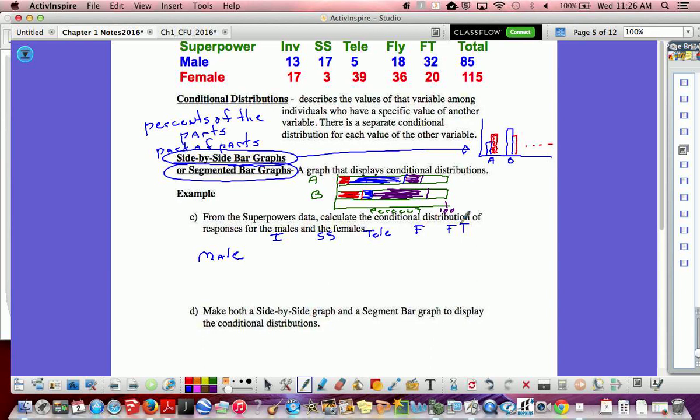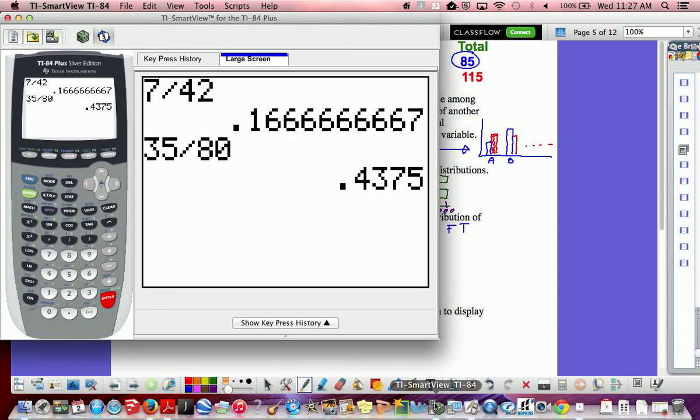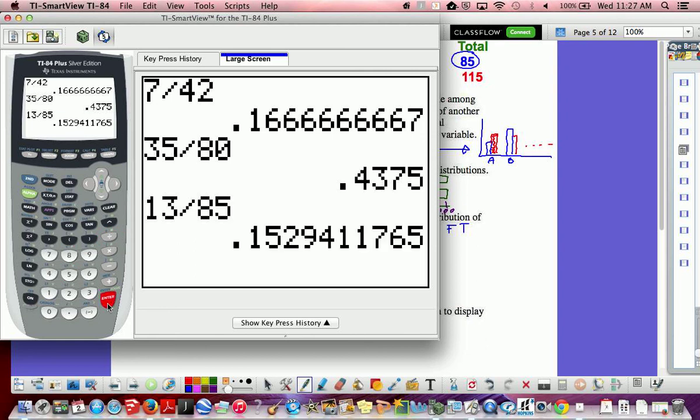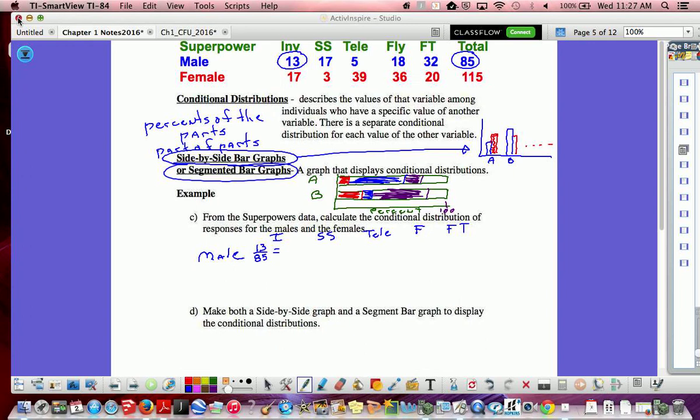So what I'm going to do is take each count and divide it by just the total number of males. So for invisibility, I would start by going 13 out of 85. And I'd calculate out that percent. If you trust me, I'll do it on the calculator here for the first one. 13 divided by 85. And we get 15.3. I'm just going to round to the nearest percent because it doesn't have to be exact, because with the graph, we're just going to get a good picture of it. So this is about 15%.